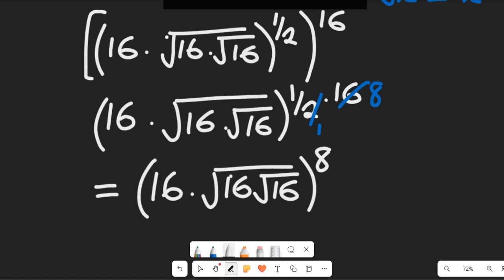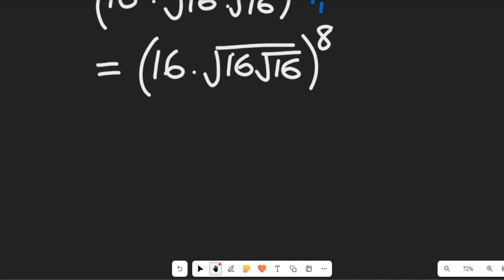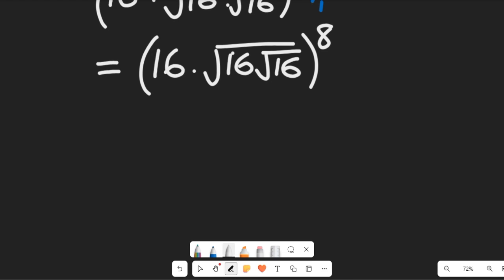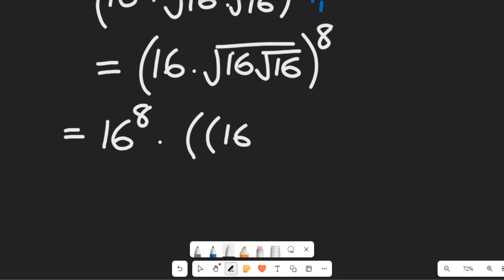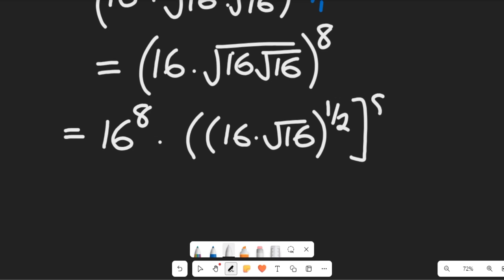Great. Now, if we simplify this further, we're going to simplify the second square root. To simplify the second square root, we're going to have this to be equal to 16 to the power of 8 multiplying 16 multiplying the square root of 16, and all these will be to the power of 1 divided by 2, all to the power of 8. And this will give us the solution.